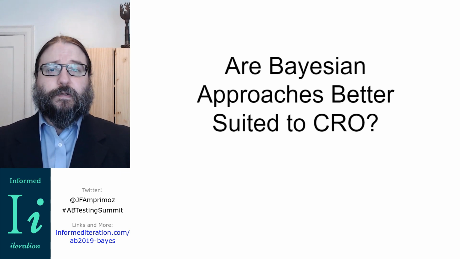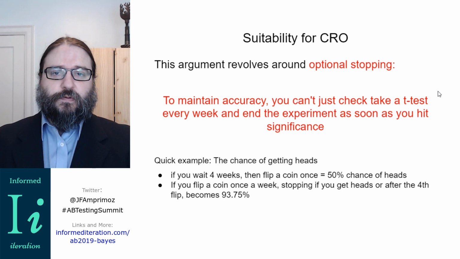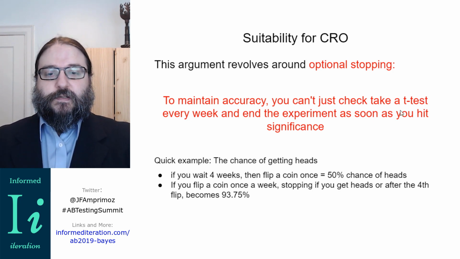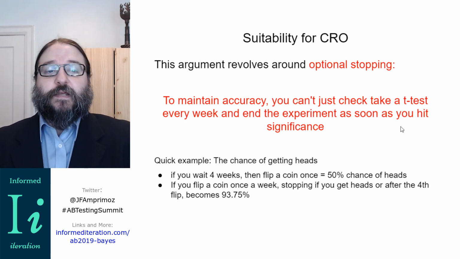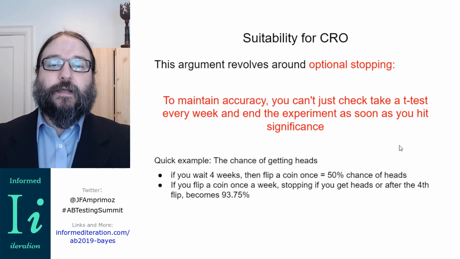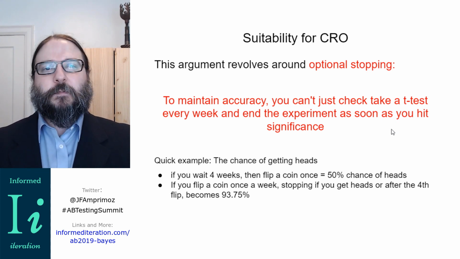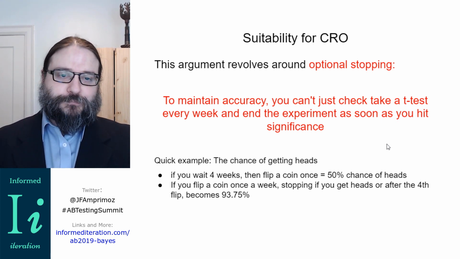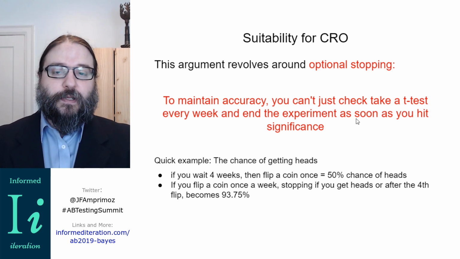This claim is largely based around optional stopping. So if you're not familiar with the optional stopping issue, it's based around if you're trying to maintain accuracy, you can't just go into your experiment, take a t-test, and if the result is significant, great, end the experiment, and if not, keep going. If you do that, that'll increase your error rate quite a bit.